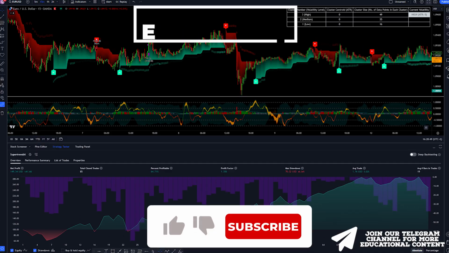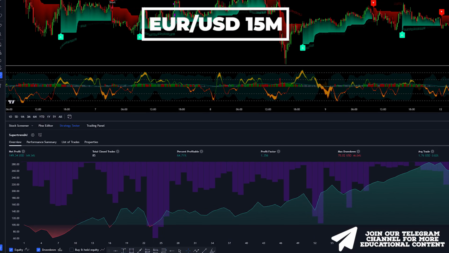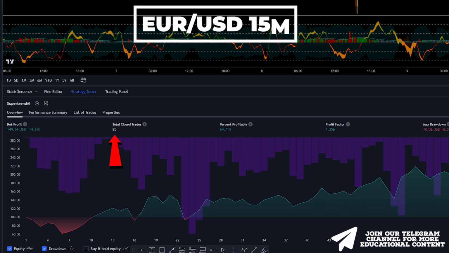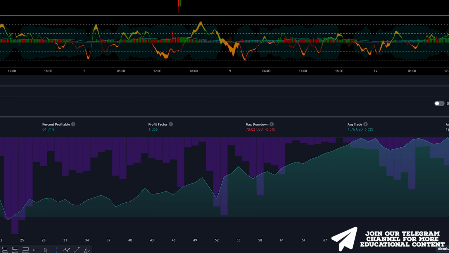On the Euro-Dollar 15-minute chart, we received an even higher win rate and profitability with the default settings. Out of 85 trades, the win rate was nearly 65%, resulting in an amazing net profit of 149%. However, we encountered a high maximum drawdown of 46%, indicating that we should definitely optimize the settings or add another filter.